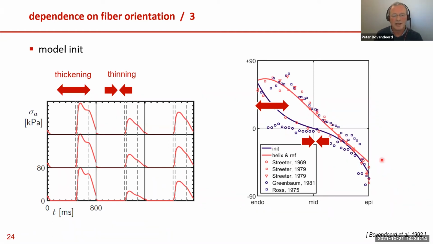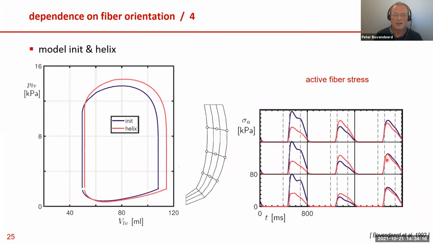distribution, and we plugged it into the model. What we saw is that indeed the distribution of this active stress in the new case, which I call simulation helix, is more homogeneous than in the initial case. On top of that, also the pump function of the heart got better.